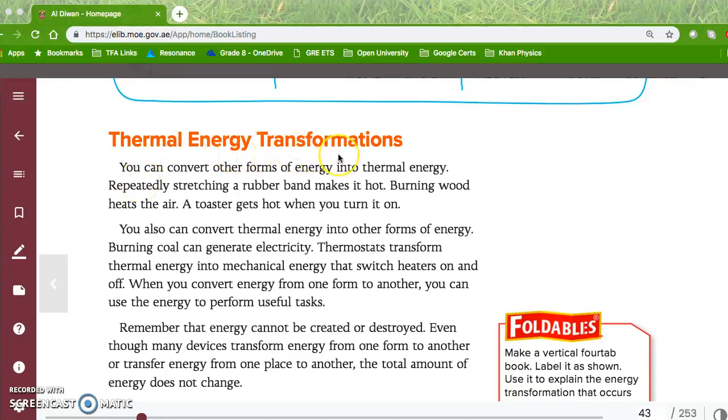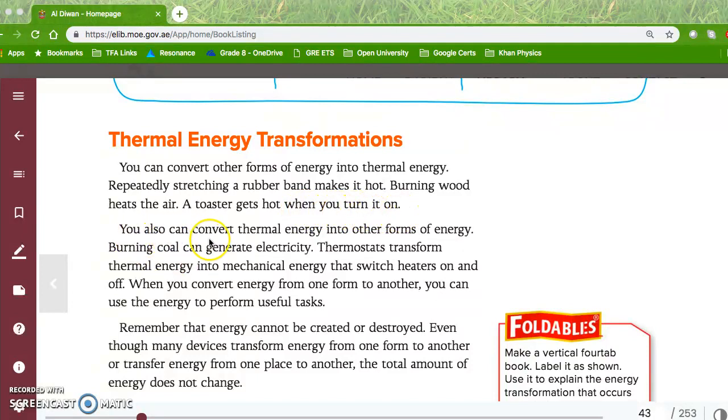Thermal energy transformations. You can convert other forms of energy into thermal energy. Repeatedly stretching a rubber band makes it hot. Burning wood heats the air. A toaster gets hot when you turn it on.